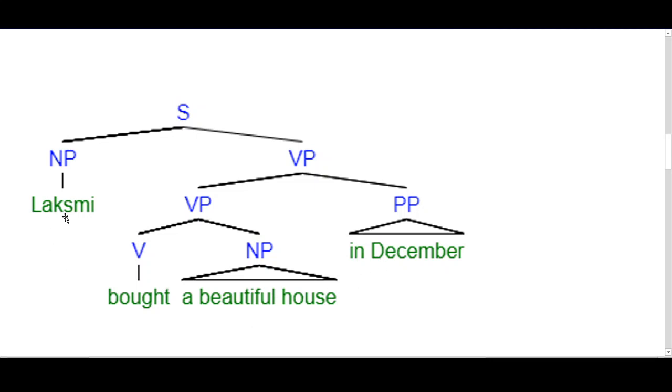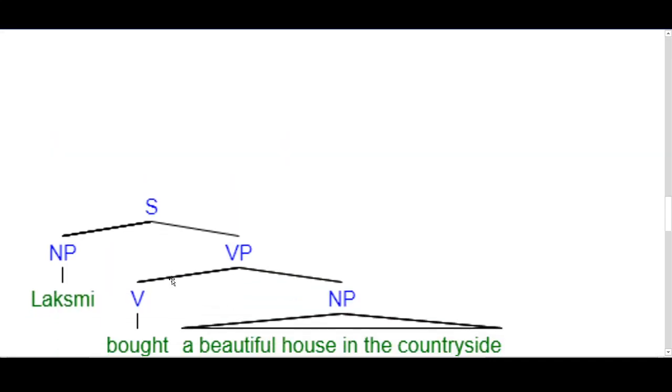So what we can see is that from here down is a constituent. From here down, it's a constituent. From here down, it's a constituent. From here down, it's a constituent. What's not a constituent is a beautiful house in December, because there's no node that reflects that this string of words, a beautiful house in December, is all working as one unit without bought. Okay, cool. Let's move on.